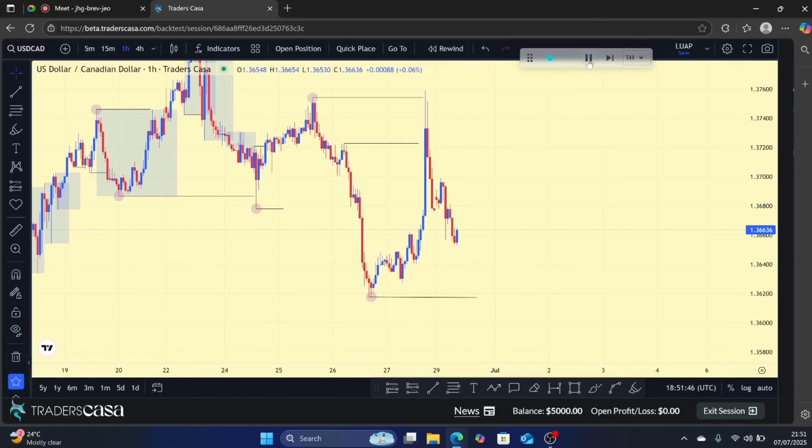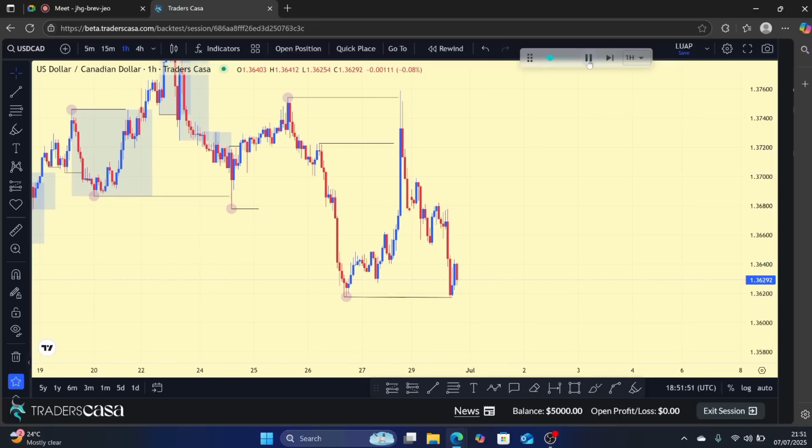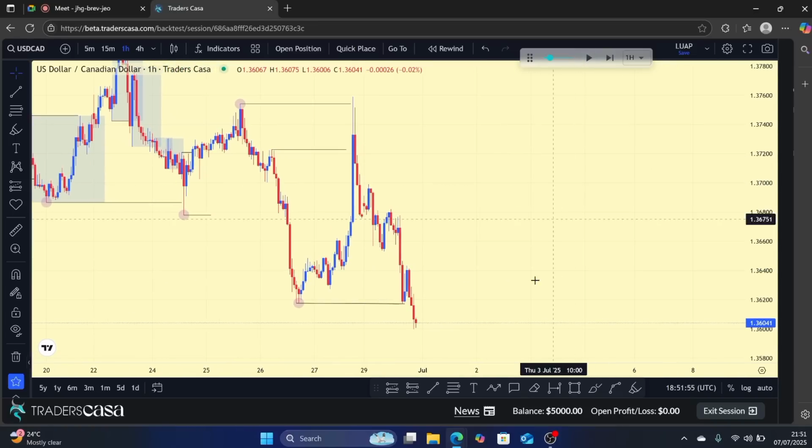And exactly right here, you can see price is heading towards the opposite external liquidity, and eventually I'm anticipating a break, and exactly, you can clearly see that's the break. And right now we are in a new trading range.